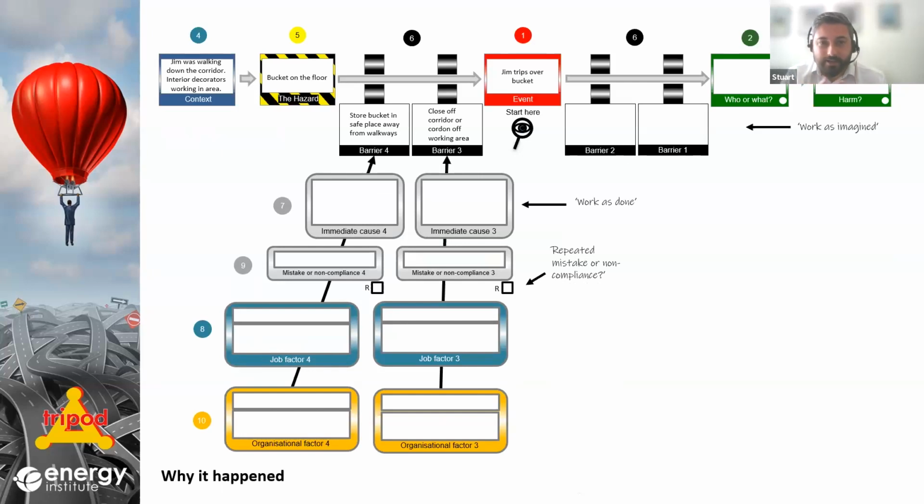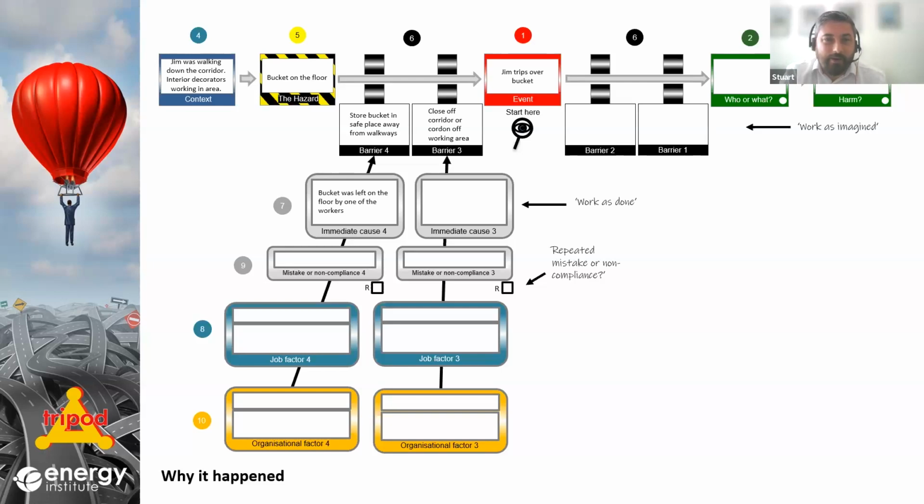We have an immediate cause, and the immediate cause is essentially, think about it like this. If the barrier is work as imagined, how the work should have been done, then the immediate cause is actually how the work was done. Generally speaking, the immediate cause is a human action of some sort. It's not a judgment on why that human action took place. It's just what happened instead of the barrier.